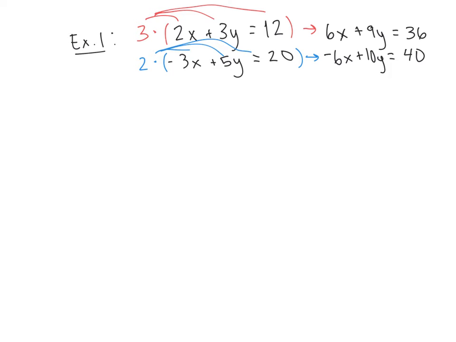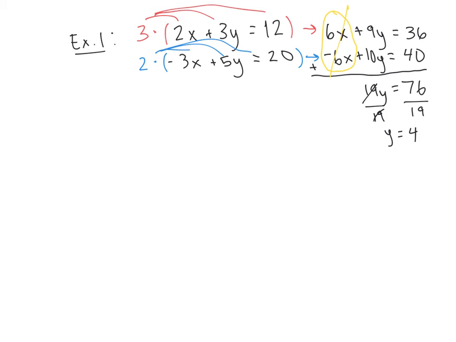And now hopefully you notice that we're now set up to eliminate, right? I have 6x and negative 6x, so when I go to add those equations together, that variable for x is going to eliminate. So go ahead and add those equations together, eliminate the x, solve for y, and enter your answer for y when you're ready.